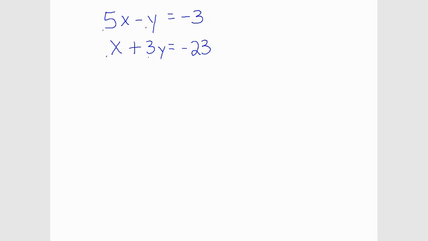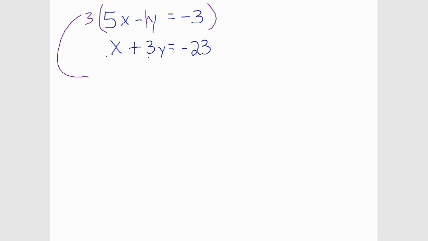Now, the goal is to get those coefficients the same, which means I need this right here to be a 3. Now, I can't just plug a 3 in here. I've got to think, what can I do to it? Well, previously, it is a 1. So I'm going to think multiplication. Well, what do I multiply 1 by to get 3? I multiply by 3. But, again, it's an equation. We have to keep it balanced, which means we've got to multiply everything by 3.